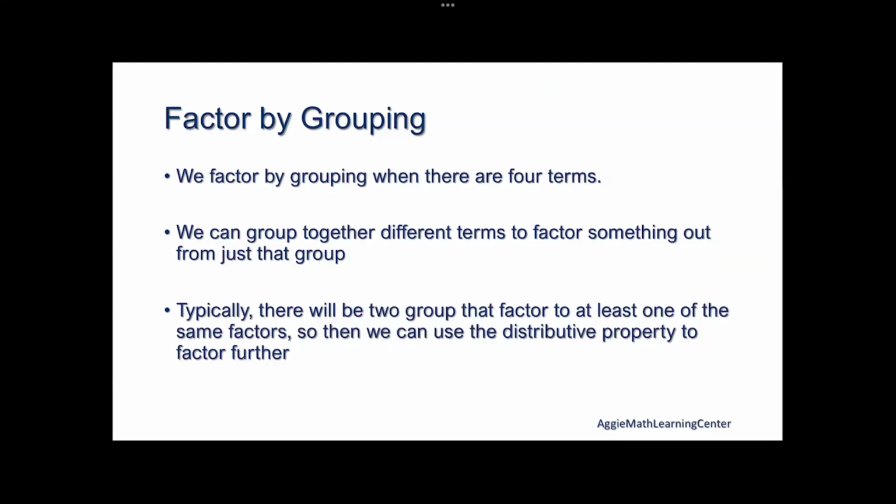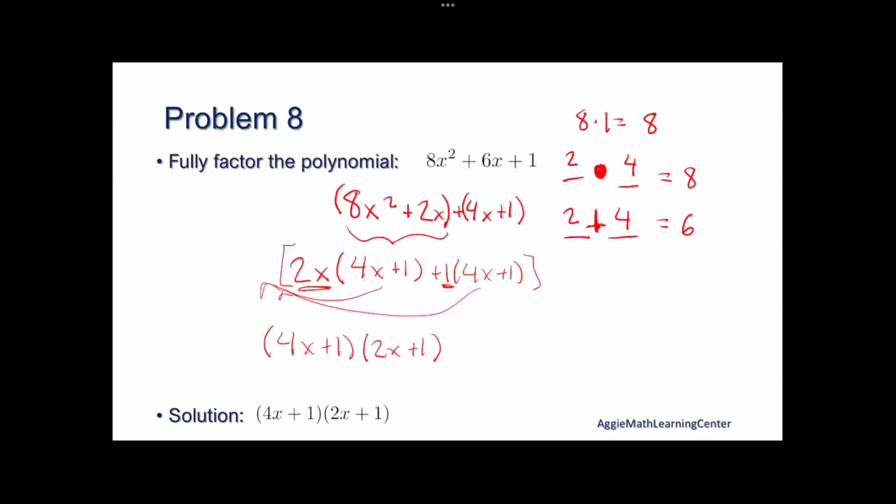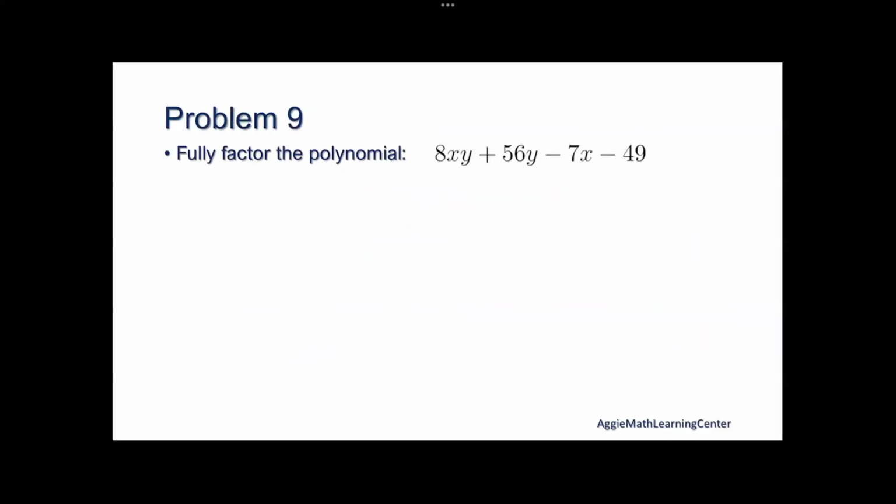Okay, and then typically there would be 2 groups that can factor to at least one of the same factors. So then we can use the distributive property to factor further. So just like we did when we pulled the 4x plus 1 out of both terms. In this case, a lot of the times, the reason that it has to be factoring by grouping is because you have multiple variables, which is why it couldn't be written as a trinomial. So, sweet. Okay. So for this one, we want to start by grouping them.